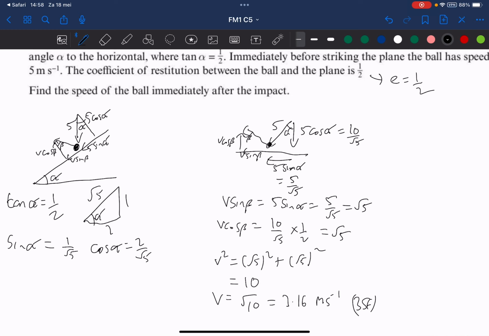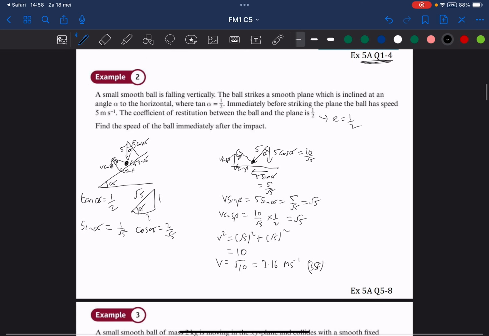Most of the time, you'll be either squaring it with Pythagoras to get the speed, or dividing to get the angle. One or the other. So, at this point in time, questions 5 to 8 are good to have a practice of here.